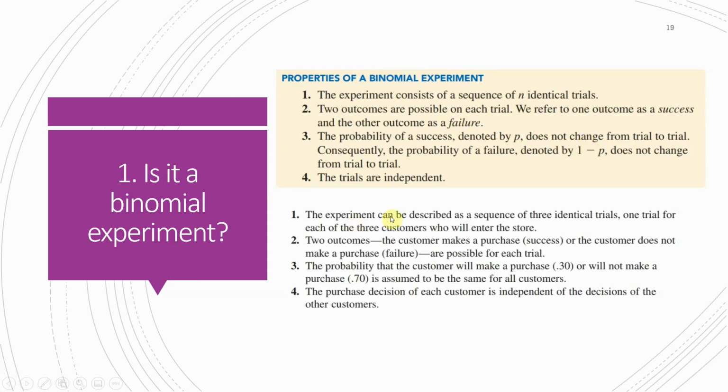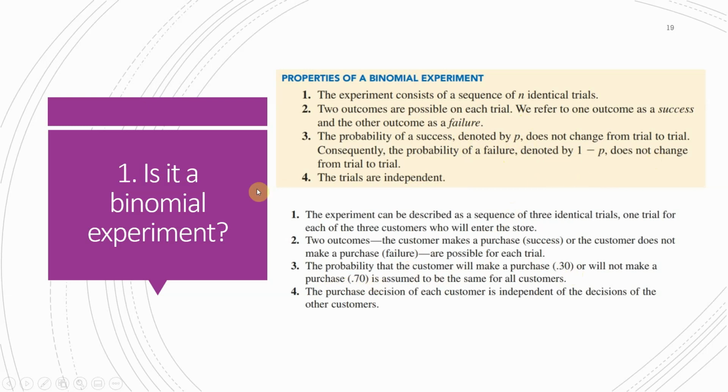So here are the properties, and here is the support that it is a binomial experiment. It consists of a sequence of n identical trials. That's true, there are 3 of them, one trial for each of the 3 customers who enter the store. There are 2 possible outcomes: people either make a purchase or they don't. The probability of a success is denoted by P, so that's someone making a purchase, and the probability is 0.3. Failure is 1 minus P, so 1 minus 0.3 is 0.7. That's that they do not make a purchase.